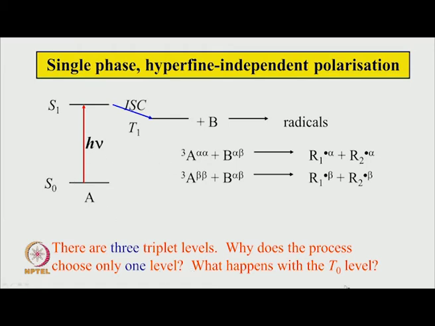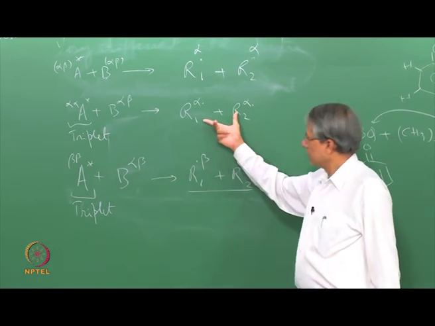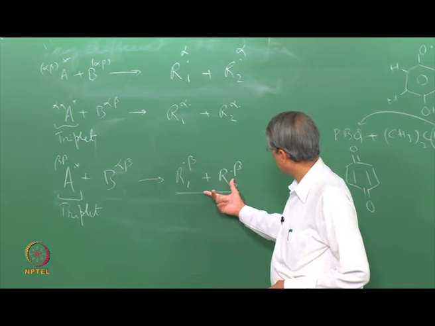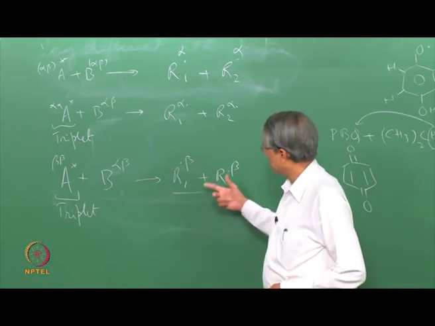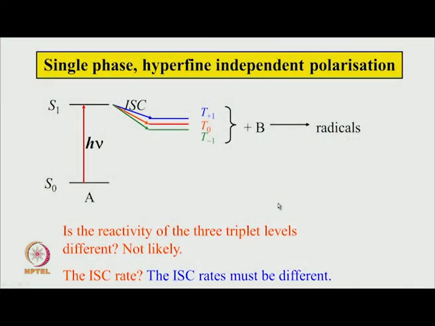Also, what happens with the T0 level? Here are the 2 extreme cases I mentioned: triplet of alpha alpha will produce 2 radicals in the emissive phase. If the beta beta is reacting, then this will produce 2 radicals in the absorptive phase, enhanced absorptive phase. So, this question still remains to be answered.